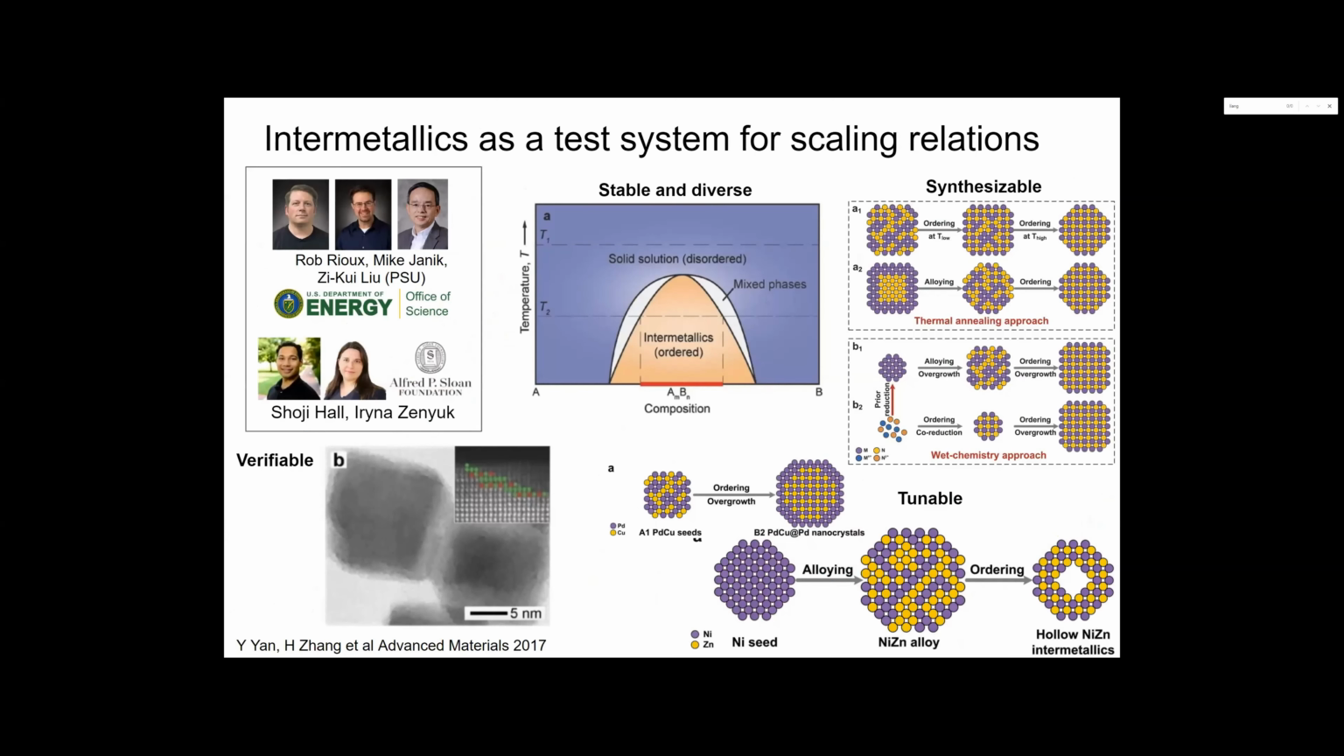It really gets at the fact that you have an ordered surface where you're exposing two different elements. And so unlike a solid solution where you tend to have clustering or it tends to be more of an ensemble effect, you can get really interesting behaviors.